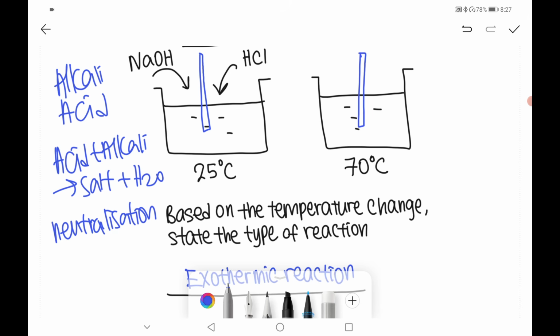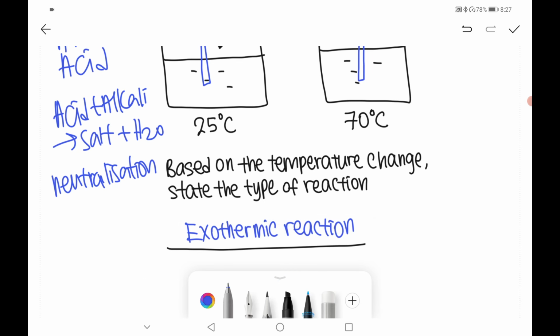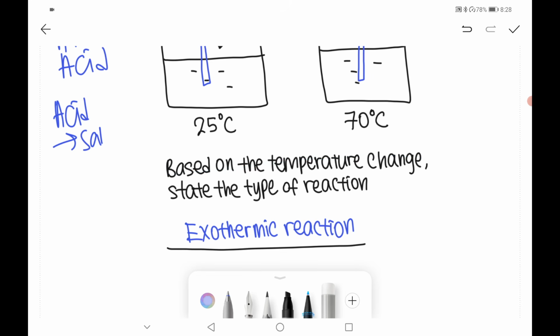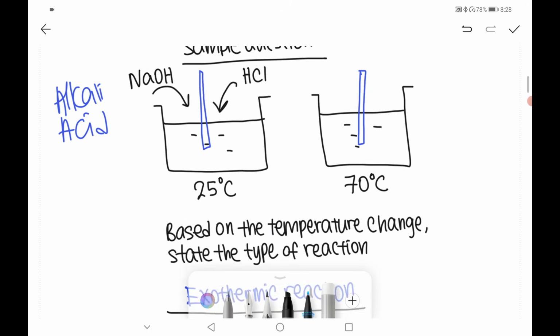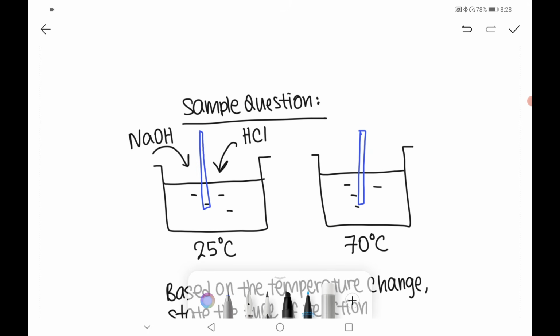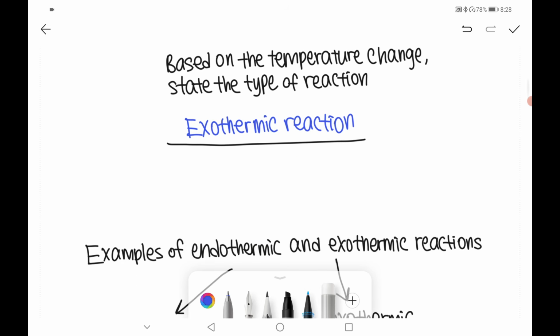The answer is cannot, because the question asks you to tell them what the reaction is based on temperature change. If they never mention the temperature change, if they only ask what is the type of reaction, then you can write neutralization. But when they want you to tell them what the reaction is based on temperature, whether the temperature increases or decreases, then your answer must be endothermic or exothermic. That's it. This is what you need to know.